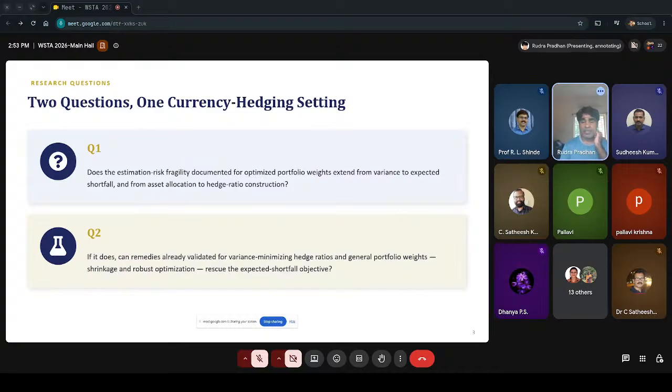So basically, again in statistics, we like to find out the error, the difference between the mean and the actual, which gives us the error variance. In that context, we have to calculate or estimate this particular process. So question 2 is: if it does, can remedies already validated for variance-minimizing hedge ratio and general portfolio weights, such as shrinkage and robust optimization, rescue the expected shortfall objectives?